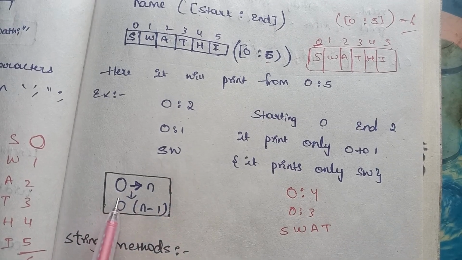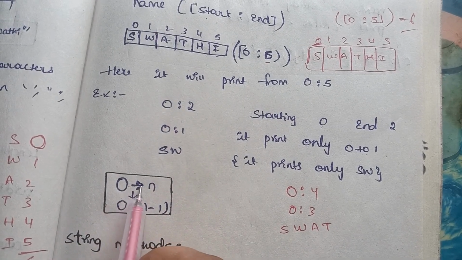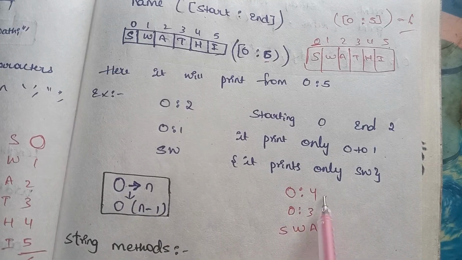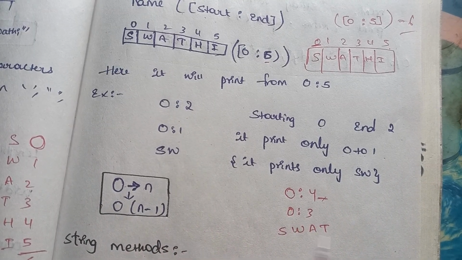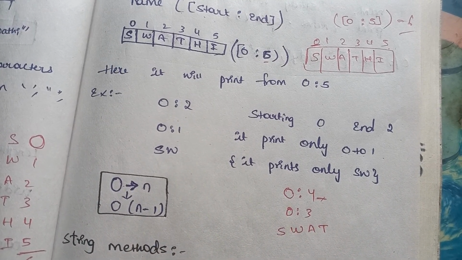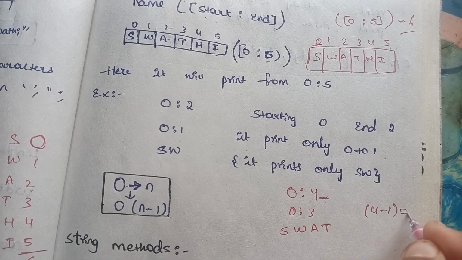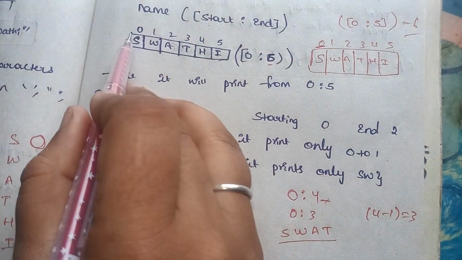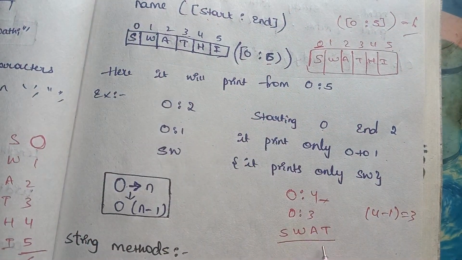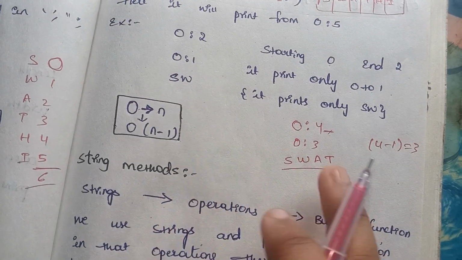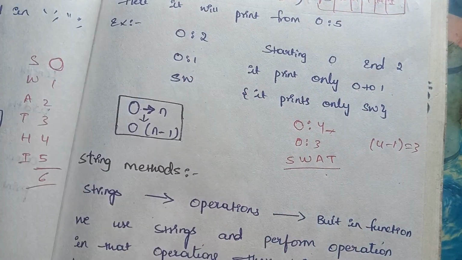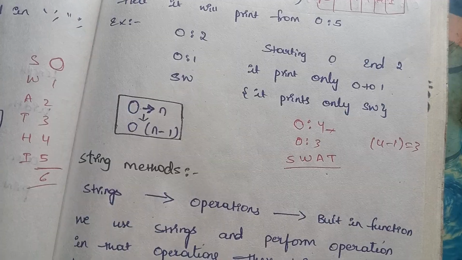Next, 0 to n, where n is the number we take up to, means 0 to n minus 1. So what is n minus 1 here? 4 minus 1 gives us 3, so it will print until index 3. This is how we use this syntax. Then we move on to the string methods.